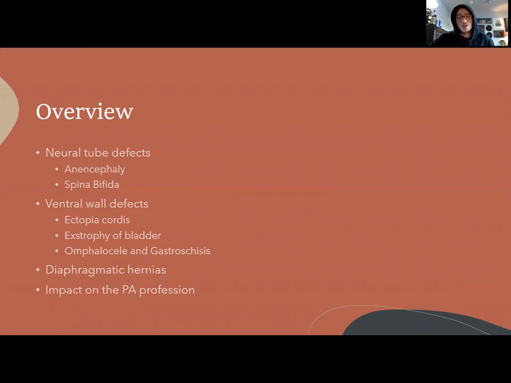We are going to talk in this lecture about neural tube defects, which is the clinical correlate from Chapter 6, and include anencephaly and spina bifida. In Chapter 7, we're going to talk about ventral wall defects like ectopia cordis, exstrophy of the bladder, omphalocele and gastroschisis, as well as diaphragmatic hernias. And then we'll wrap it all up with how all of these different defects can impact the PA profession.